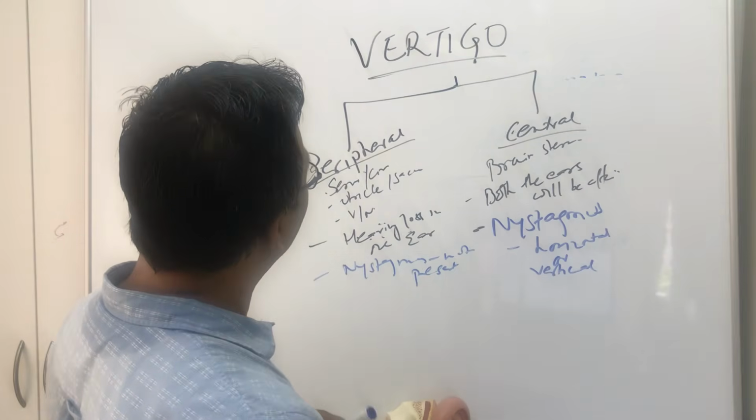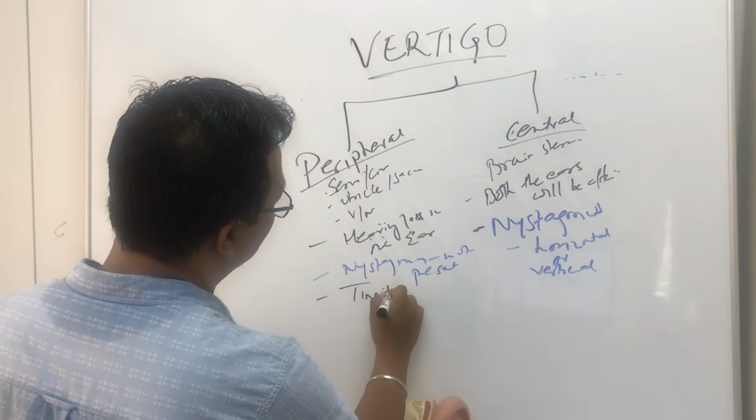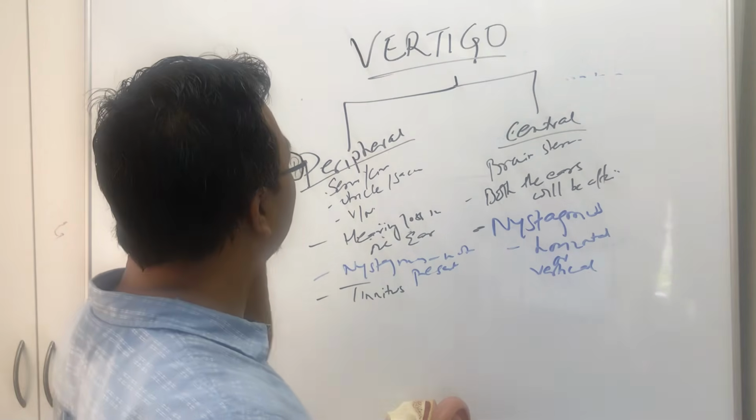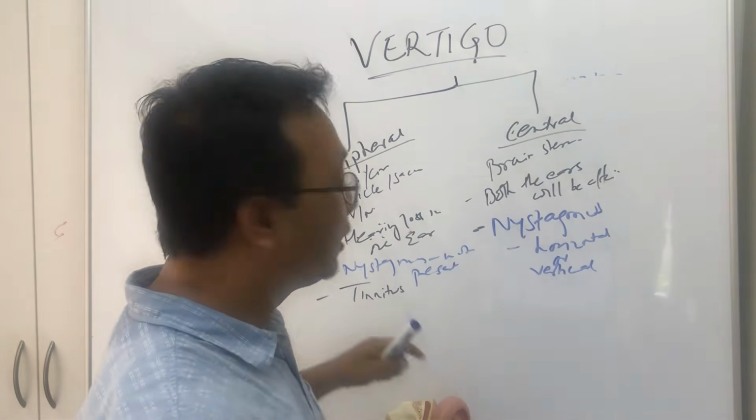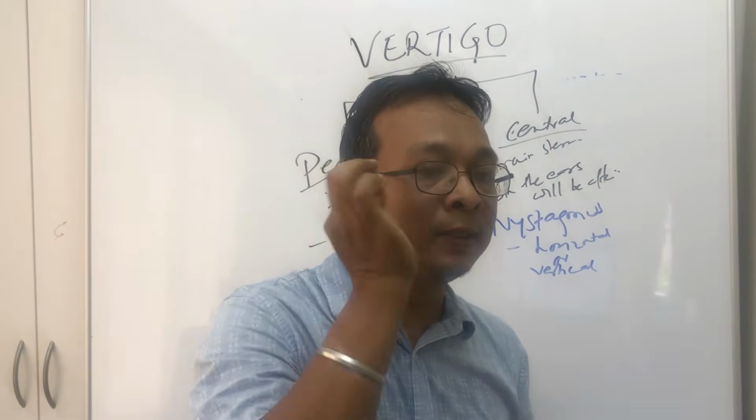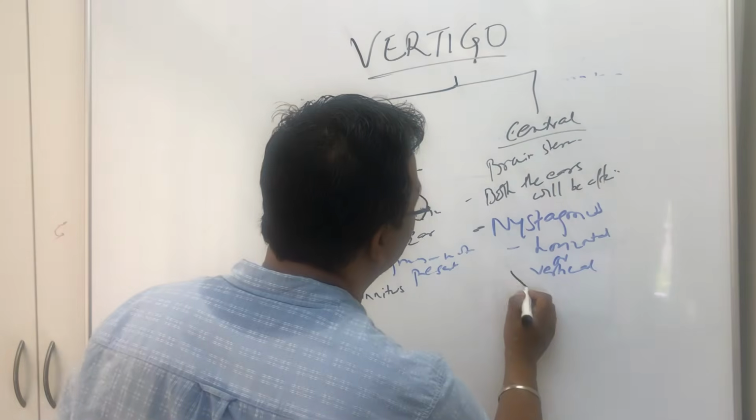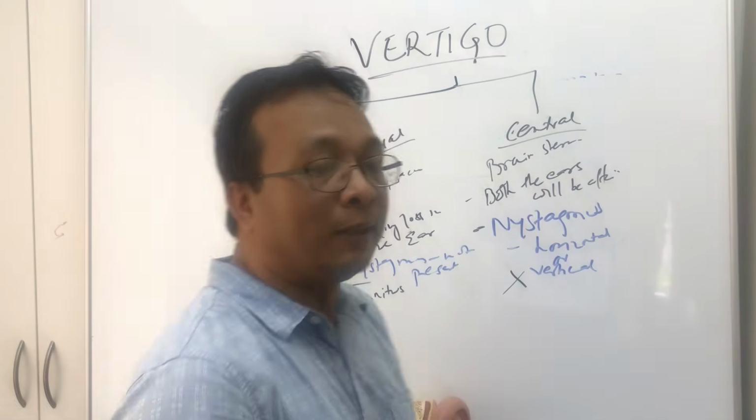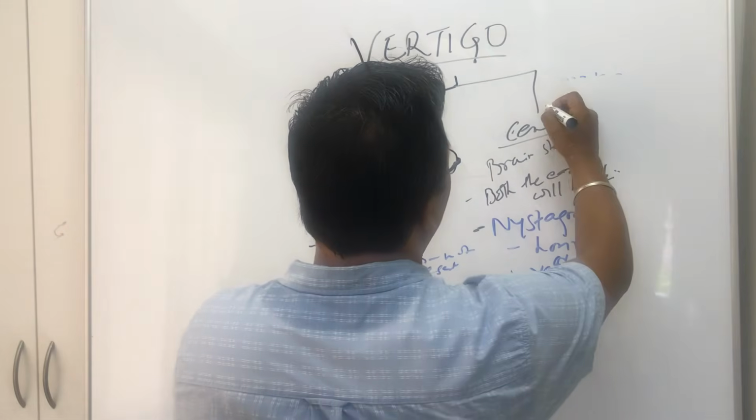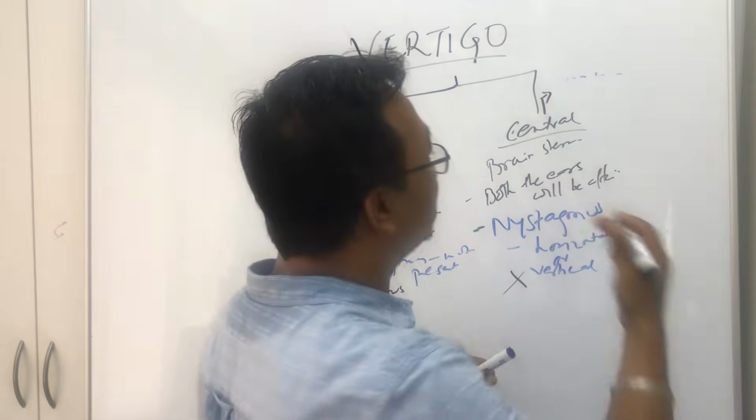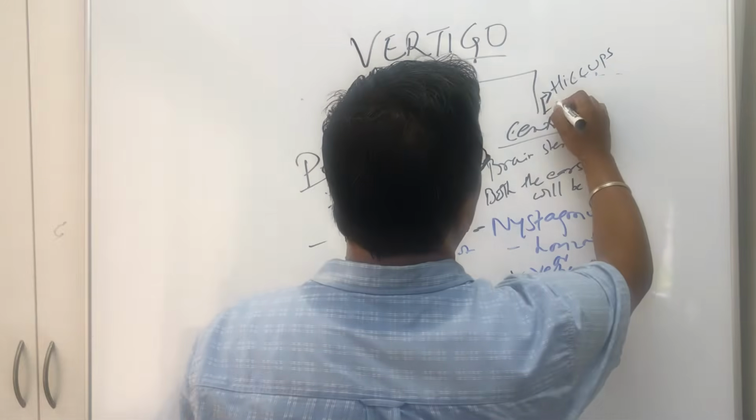In peripheral vertigo, along with hearing loss, there is one more thing, don't forget tinnitus. If the vertigo is because of peripheral problems like the semicircular canals, utricle, saccule, or vestibular nerve number 8, there will be associated tinnitus. Tinnitus means buzzing of the ears, like a buzzing sound. Tinnitus will be present here, which will not be present in central vertigo. And if the vertigo is central, there will be some central symptoms. When the vertigo is because of the brain, there will be associated symptoms like hiccups, double vision or diplopia.